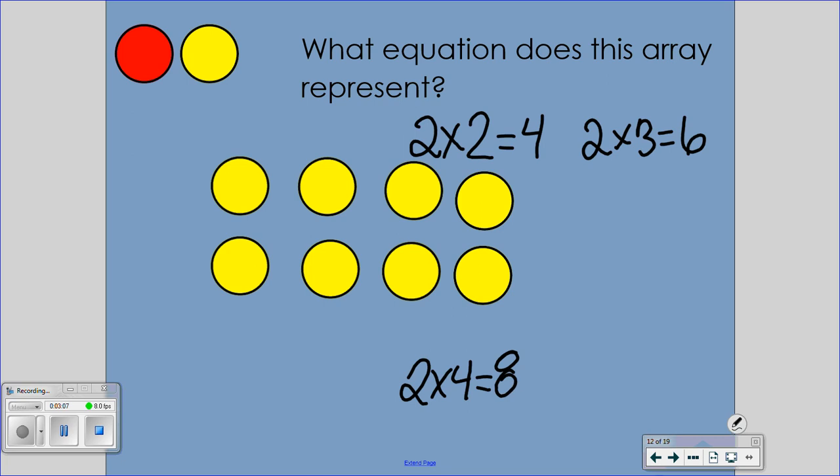Add 2 more counters, another group of 2. I'm going to add mine to my front because I'm running out of room. All right, what do I have now? 2 times 5. 2 times 5, which equals? 10.